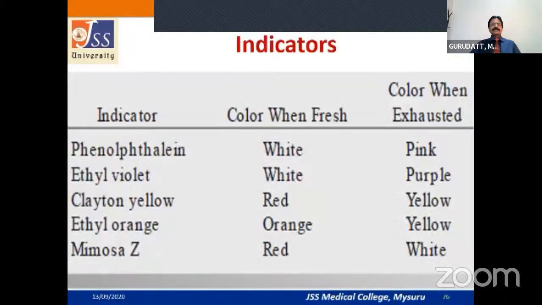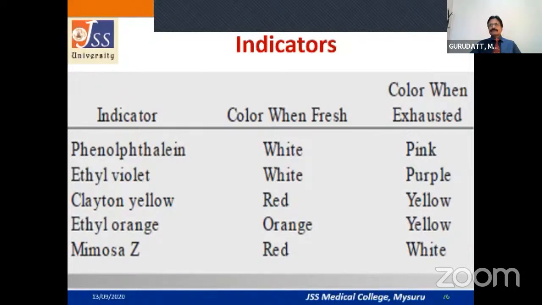So again, the indicators are used to know whether the soda lime is exhausted or not. The most common indicators used in India are phenolphthalein and mimosa Z. If the fresh soda lime is white, then it is phenolphthalein, and it will turn pink when it gets exhausted. And if it is red, it will turn white. This is very important for us to know, because only then do we know whether a particular soda lime is exhausted or fresh.